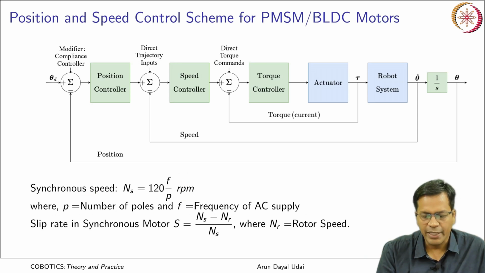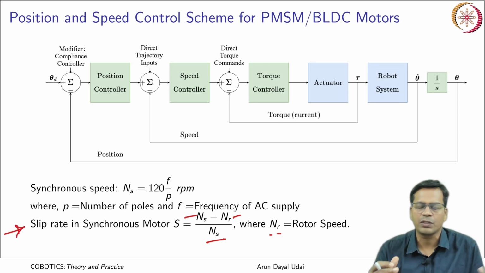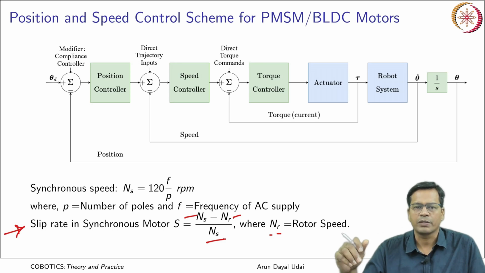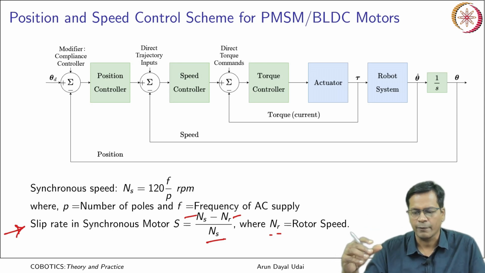So, slip rate, if at all slip is occurring, so in that case slip rate is there, that is synchronous speed minus rotary speed by synchronous speed. Okay. So, this is the slip rate which normally should be equal to 0 in case of completely synchronous machines like robots. So, you do not expect slip to happen.